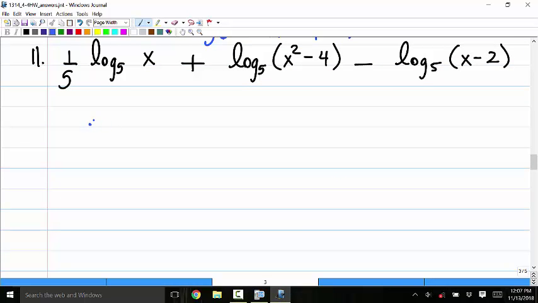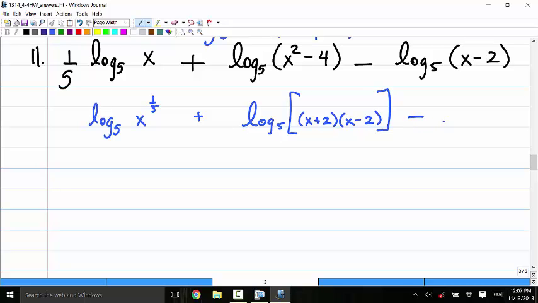I'm going to move the exponent up. I would get log base 5 of x to the 1/5 plus, those are going to stay the same. Okay, do you see that that's a difference of 2 squares though? X squared minus 4 is x plus 2 times x minus 2. I'm going to write that way for a reason, and you'll see it in just a second.